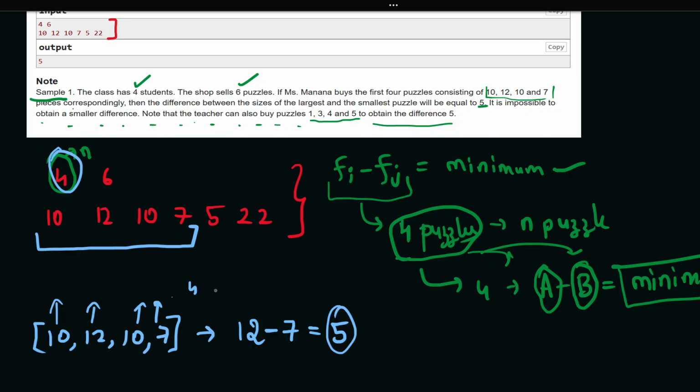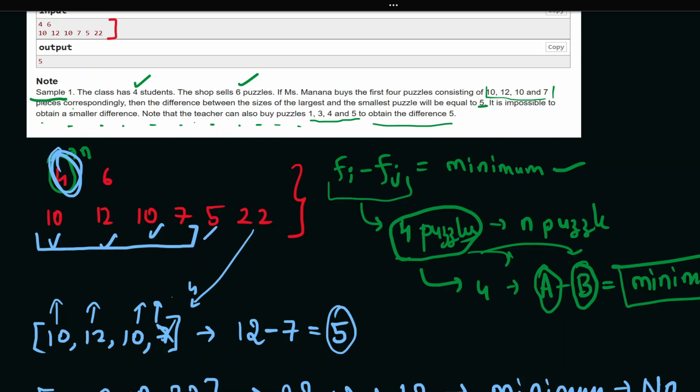Let's take another case. Let's take this 7 out and insert 22. So let's say the PE teacher picks 10, 12, 10, 22. Now what will be the maximum element? 22, minus what will be the minimum element? 10. What is the value now? It is 12. Is this minimum? No, it is not minimum. Correct? So we have to pick n number of puzzles such that a minus b should be minimized.